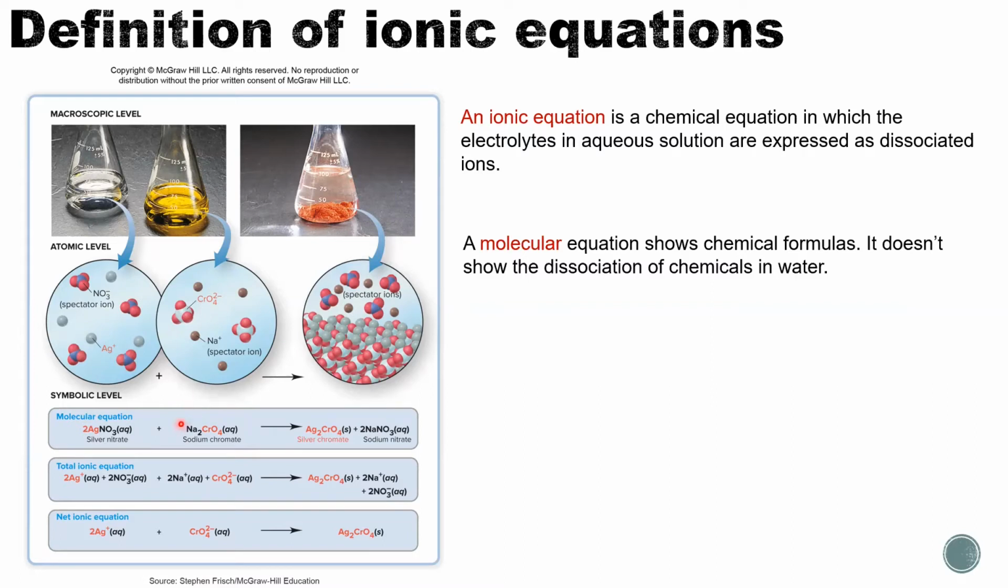If we want to indicate what ions are present in the water solution, we can write the total ionic equation. A total ionic equation shows all possible dissociated ions in a solution. For example, because silver nitrate and sodium chromate are both fully soluble compounds, we split them apart into cations and anions. We have silver cations, nitrate anions, sodium cations, and chromate anions. But for the product, because silver chromate is an insoluble compound, we keep it together as the chemical formula.